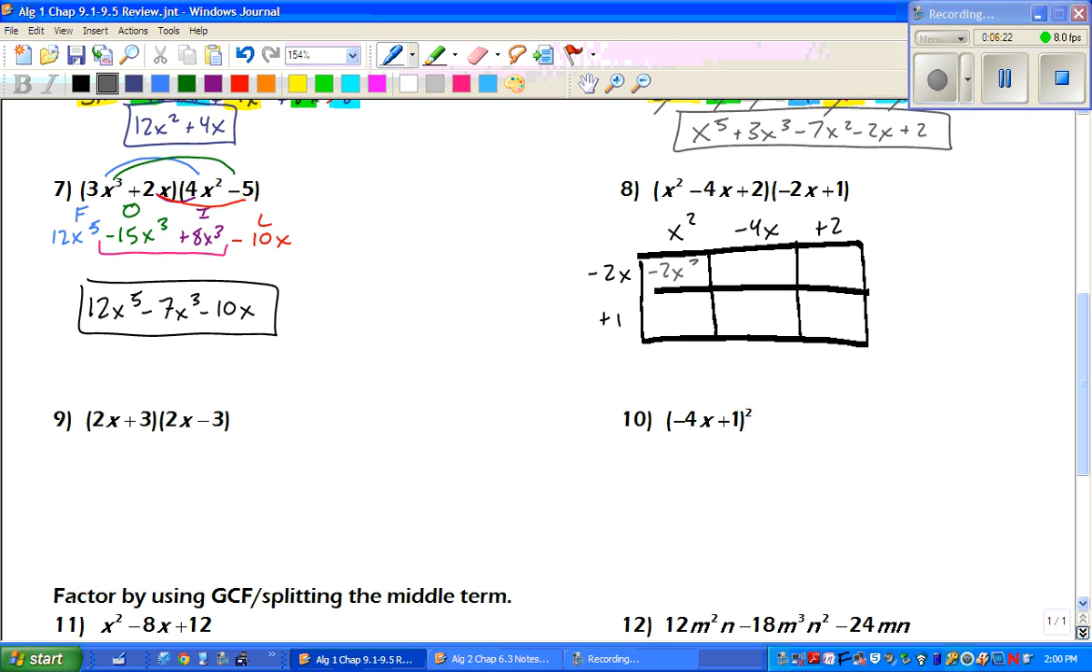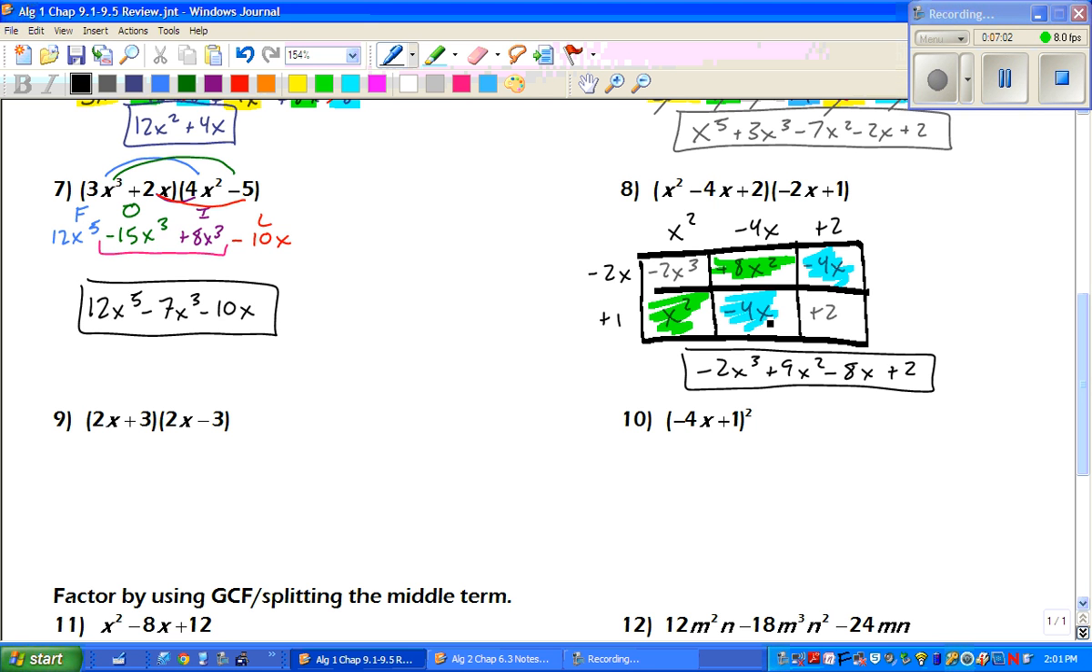So we get negative 2x to the 3rd. A negative times a negative is a positive, so positive 8x squared. Negative 4x, x squared, negative 4x, and positive 2. Go ahead and combine your like terms. And our final answer would be negative 2x cubed plus 9x squared minus 8x plus 2.